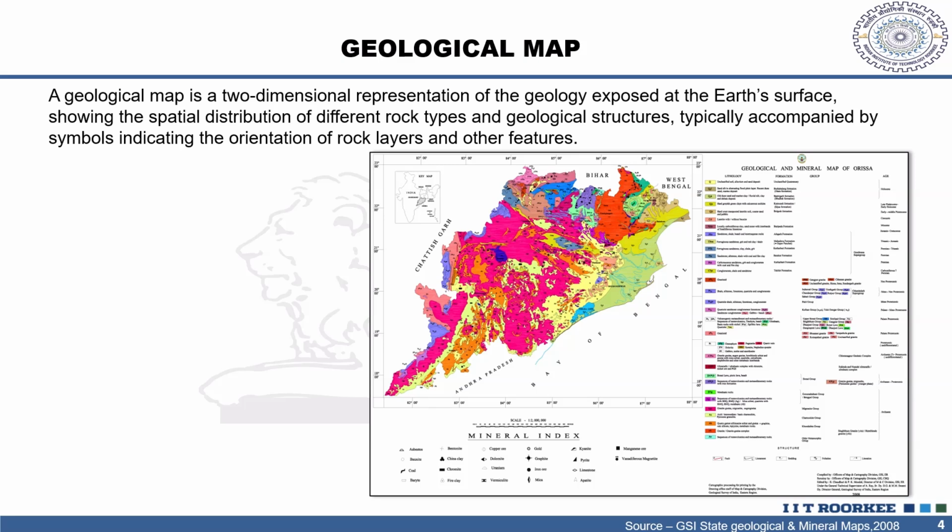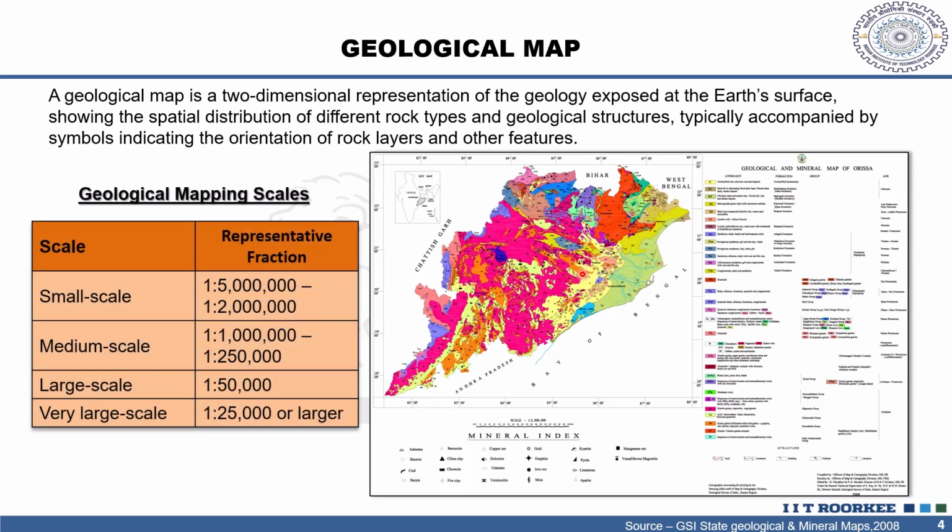You can see different types of lithologies here are color coded with different colors. That's what I am trying to say: for different lithologies we have taken different colors to indicate them, and this is how a geological map looks. Then, in geological mapping, the role of scale is very important. It is compiled from many observations from outcrops in the field.